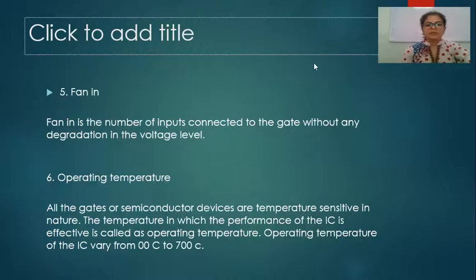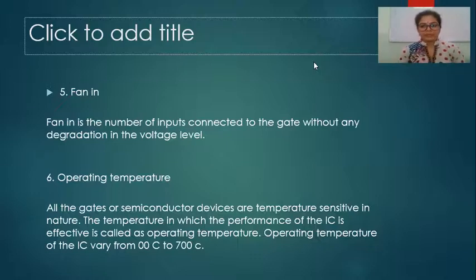Next is fan-in. Fan-in is how many total number of inputs a gate can handle at once. So fan-in is the number of inputs connected to the gate without any degradation in the voltage level. So how many inputs a gate can handle without any interruption. So that is fan-in. So fan-in is how many inputs it can handle at once, whereas fan-out is how many outputs it can handle at once or it can provide.